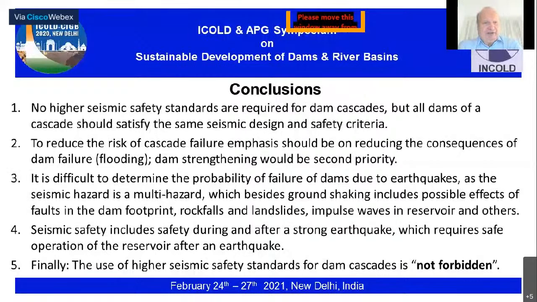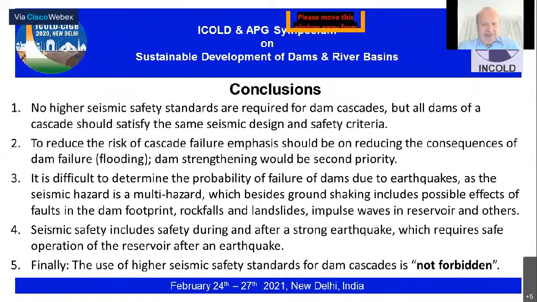Number three, it is important to consider the probability of failure of dams due to earthquakes, as a seismic hazard is a multi-hazard, which besides ground shaking also includes possible effects of faults in a dam footprint, rock falls and landslides, impulse waves in the reservoir, and others, which have to be considered in this probability of failure analysis, which is usually only done for ground shaking.